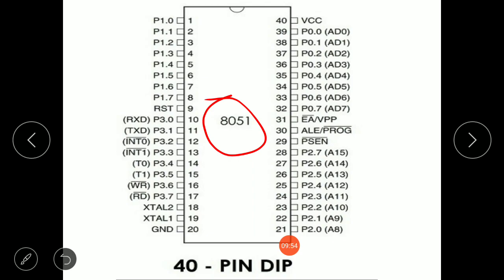So next pin is pin number 9, that is the RST pin. You can see this is pin number 9. This is the RST pin. It is an active high pin. That is, if the RST pin is high for a minimum of 2 machine cycles, the microcontroller will be reset. During this time the oscillator must be running, and if the RST pin is high for a minimum of 2 machine cycles, then this 8051 microcontroller will be reset.